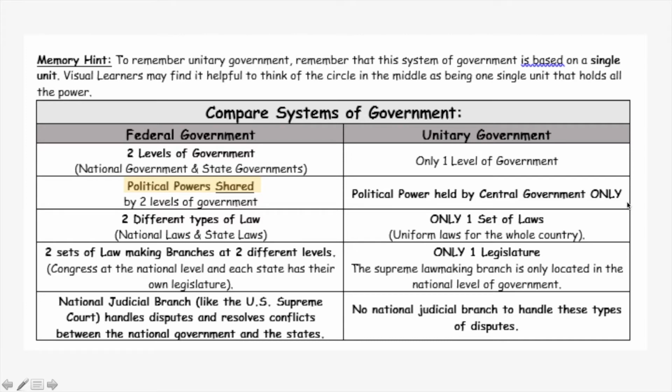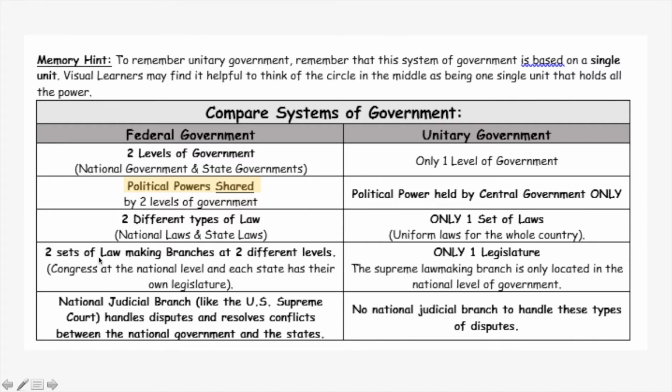We have two different types of laws in the United States because we live under a federal system. We've got our national laws that everyone in the whole country has to follow. And we have state laws, right? So Florida can make a law that's specific to just Florida and it doesn't apply to other states. And then the federal government can make a law that applies to all the states. Now, if you lived in a unitary country, there's only one set of laws. They're uniform laws across the whole country. So if they make a law, it would be passed for everybody.